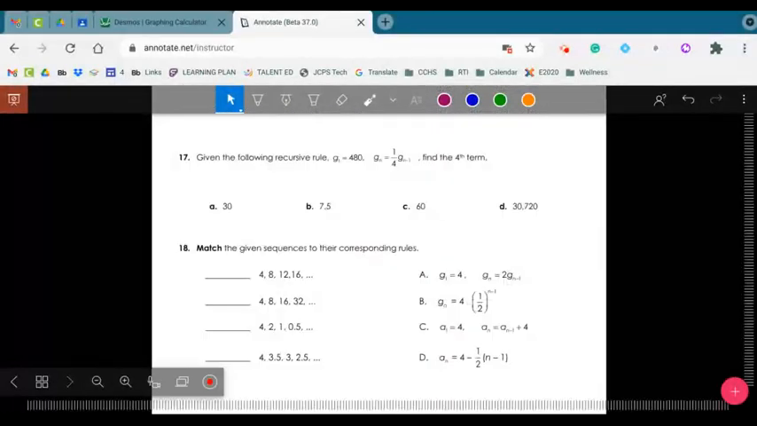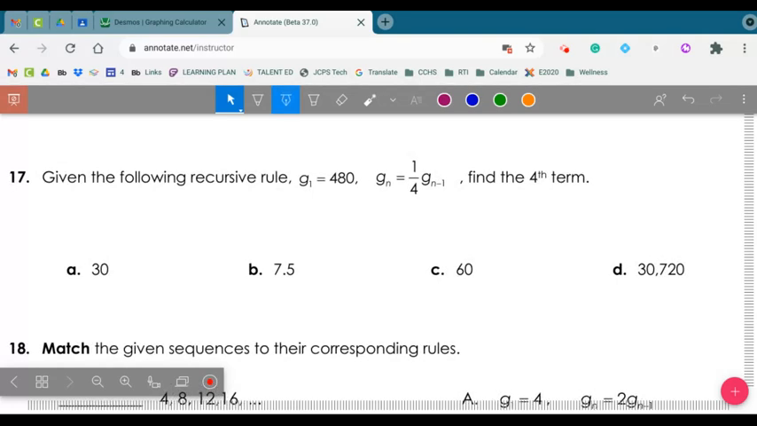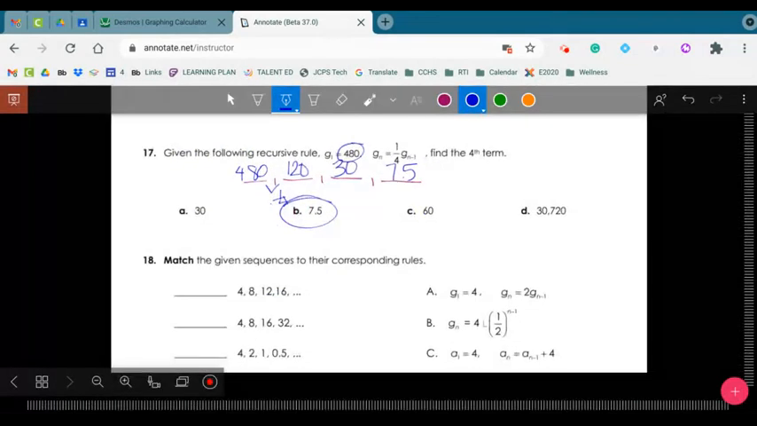Okay, going on to the next page. It says, given the recursive rule, find the 4th term. So let's draw our 4 lines. Our first term is 480. And we're multiplying by 1/4. So we're going to do 480 times 1/4, and we're going to get 120. Then we're going to take 120 and multiply it by 1/4, and we're going to get 30. And then we're going to take 30 and multiply it by 1/4, and we're going to get 7.5. So the fourth term would have to be 7.5.